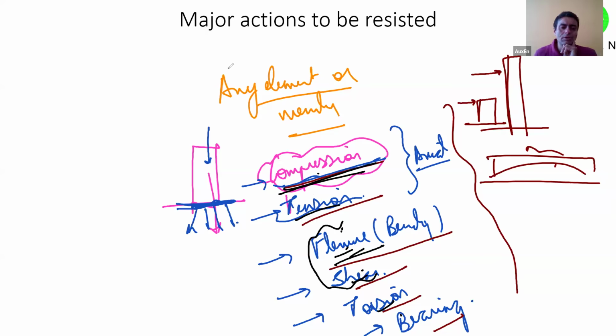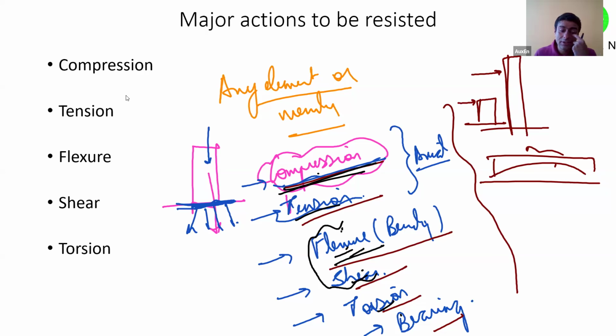So as an engineer, we must understand that whichever element or member we want to design, we must be able to understand which actions are going to be generated, and then we should understand how to cater to these actions through the design process. Okay. So these, as I have just listed out, are going to be your major design actions that need to be resisted. And then to resist it, what do we come up with?